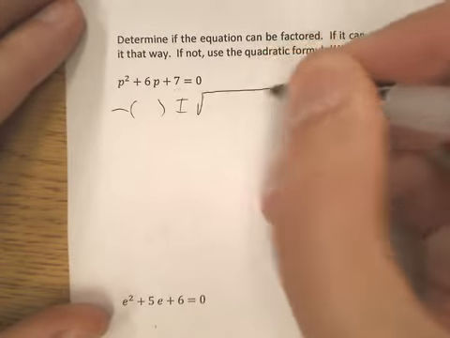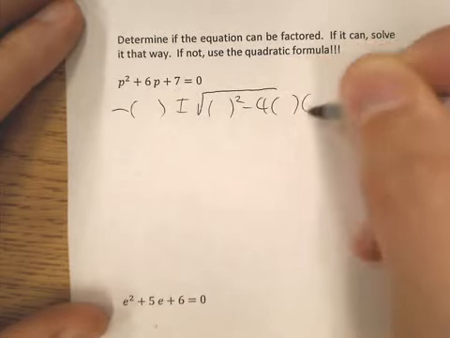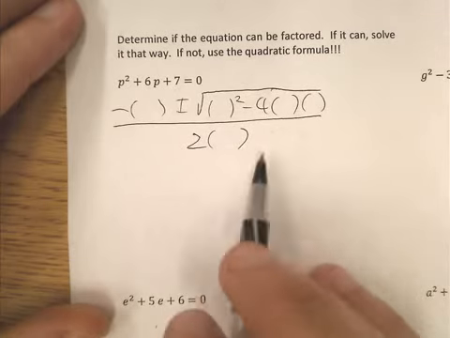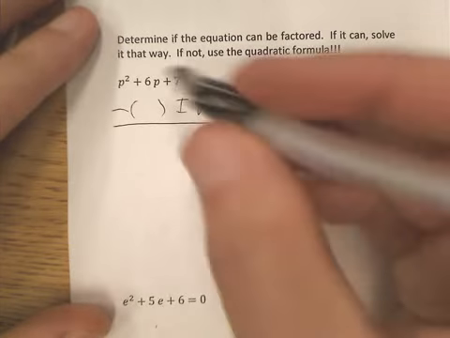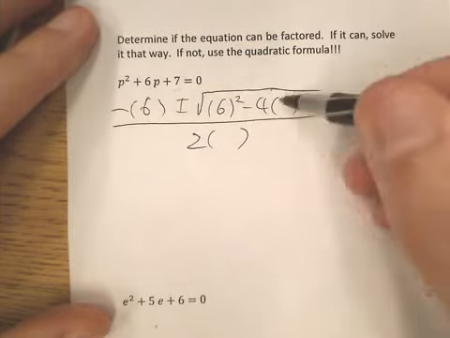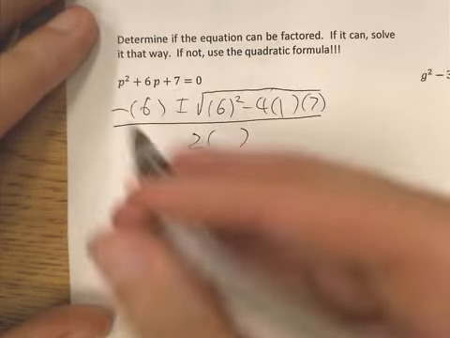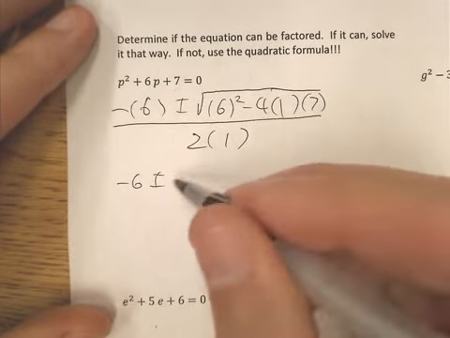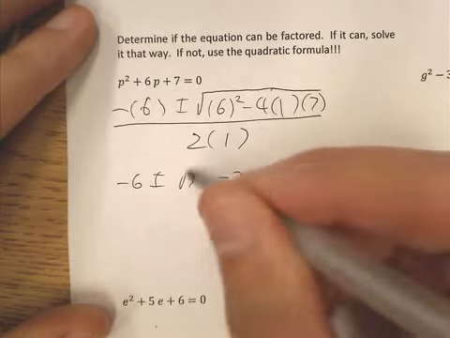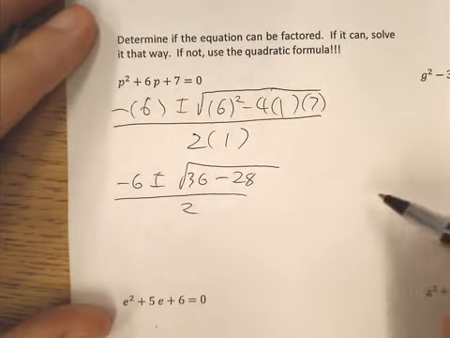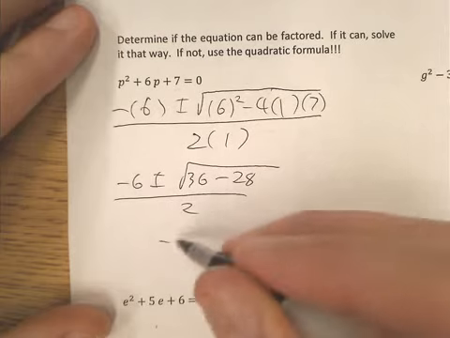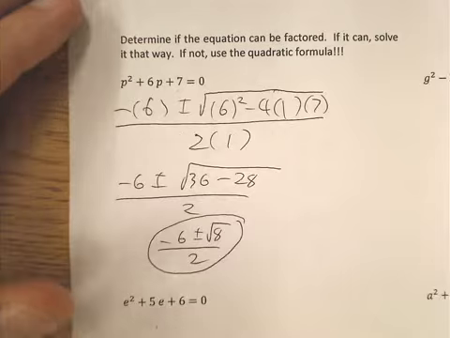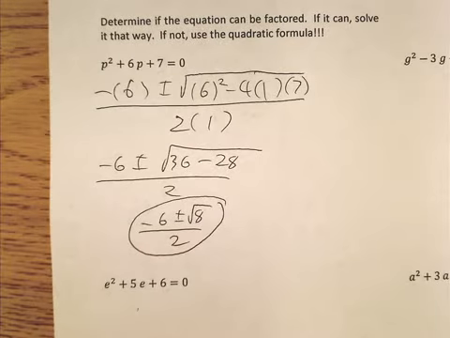So let me write that out. Okay, so I wrote it out there, follow along with it. So B is 6, A is 1, C is 7, and 2 times 1. All right, so this will be negative 6 plus or minus the square root of 36 minus 28, over 2. And 36 minus 28 is 8. So negative 6 plus or minus the square root of 8, over 2. Okay? And that's good. That's my final answer there.